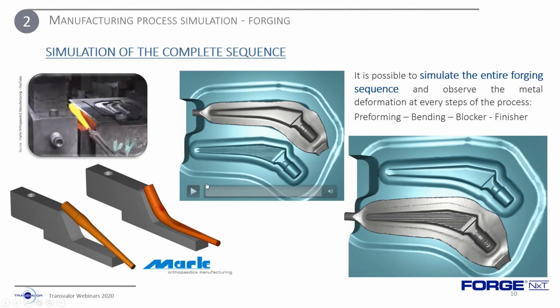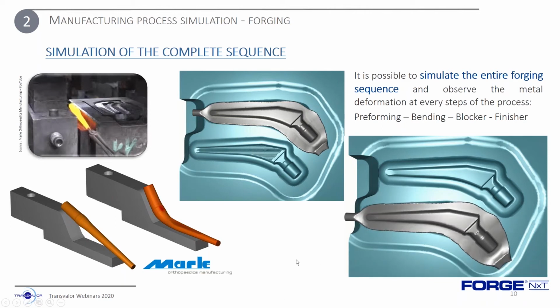Then this preform, this is the first animation, is upset, forged. This is the initial forging stage, the blocker stage. And then comes, this is the next animation, the final finishing stage, the last forging stage. So you can see that any step of the process can be simulated, from the initial section reduction down to the final forging operation.